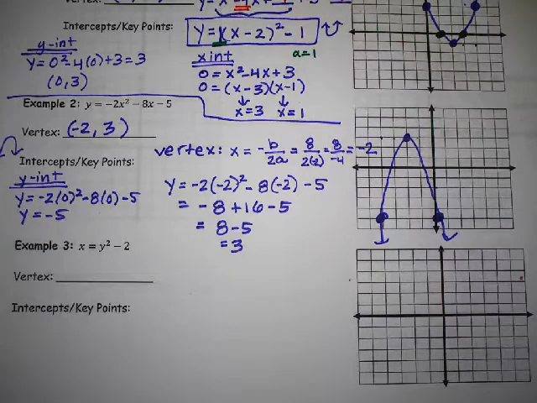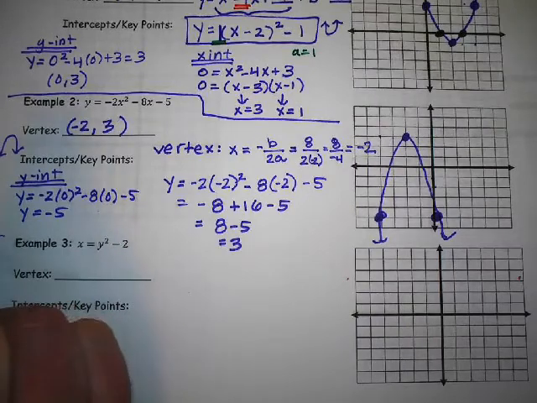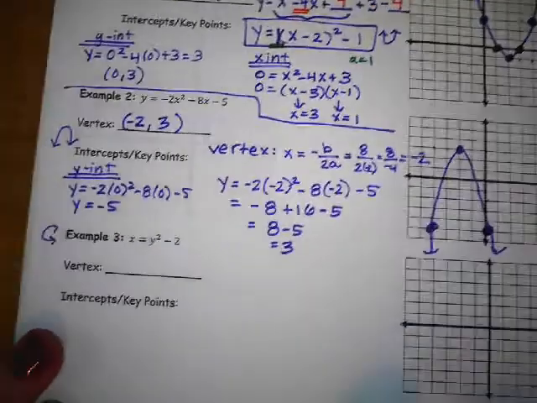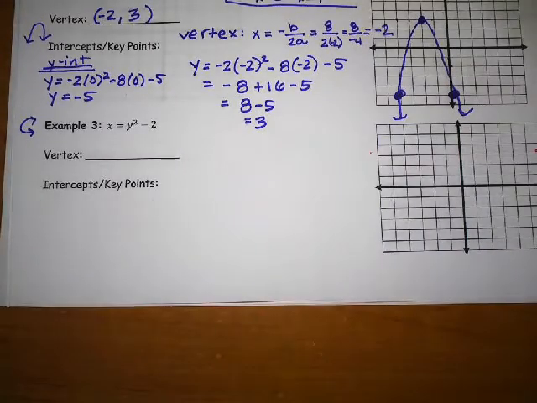Okay. Example number 3 changes it up a little bit, because if you look at example number 3, the y value is squared, which means that it's a sideways opening parabola. And so it happens to be a positive y squared, and so it's going to open to the right. It's going to kind of look like a C when we graph it. So let's figure out what we can do with this.